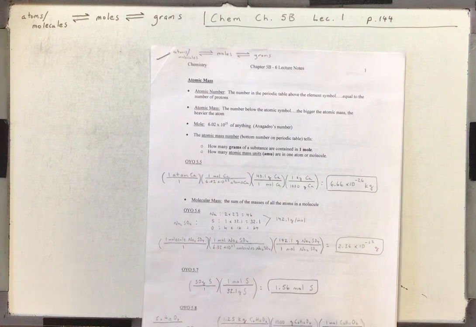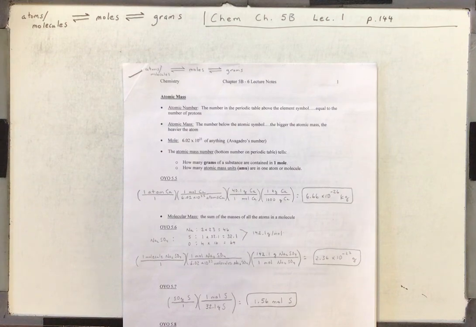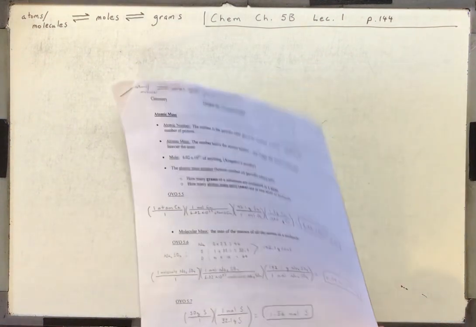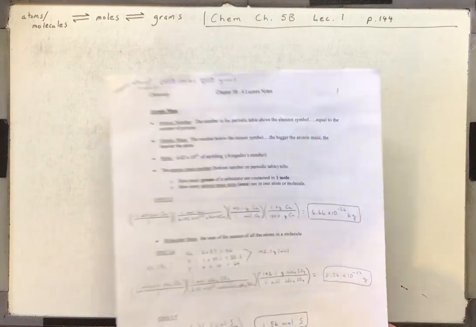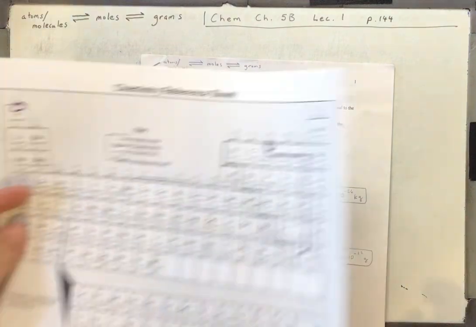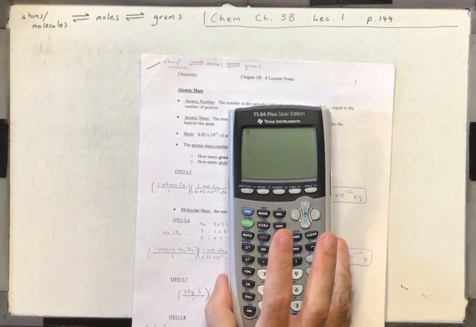The first on your own problem that we are going to be working for this lecture is on page 144, up at the top. Let me first tell you what you need. You need your notes, 5B in Chapter 6. You need a periodic table. You need your book. And you'll need a calculator.